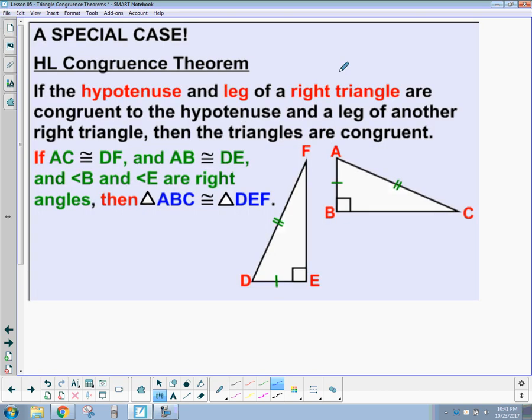HL is going to be hypotenuse leg of a right triangle. So if side AC is congruent to DF, as you can see with the tick marks, and AB is congruent to DE, as you can see by the tick marks, and angles B and E are right angles, which means these are 2 right triangles, then we can say triangle ABC is congruent to triangle DEF. Notice what I marked, a leg and the hypotenuse. And that's how we can use HL for this example. Also, we need to make sure it's 90 degrees. Don't forget that part.